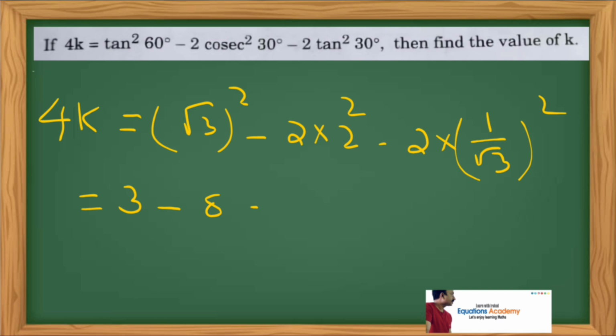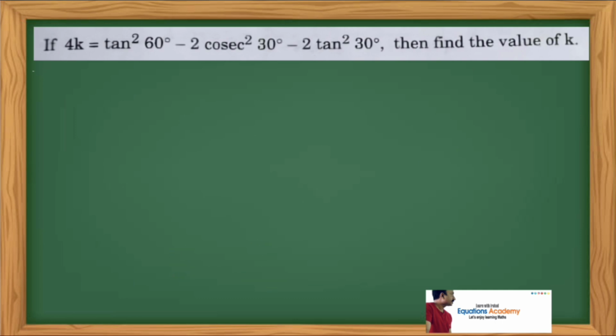(1 by root 3)² is 1 by 3. So we get 2 by 3. This is equal to 3 minus 8. 3 minus 8 is minus 5. Minus 5 minus 2 by 3. So we got 4k is equal to minus 5 minus 2 by 3.